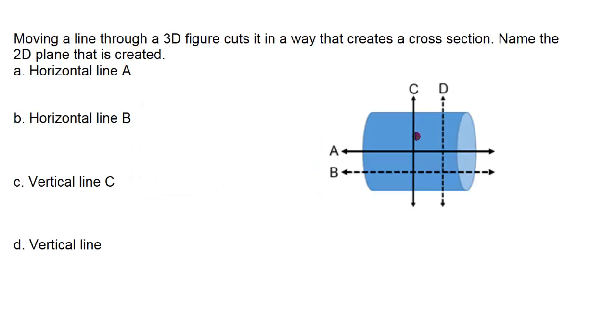Now in this question we have a cylinder, and we're making a bunch of cuts on it, and we want to figure out what two-dimensional plane is exposed, so we're looking at cross sections. It's a little different than the previous questions. So let's start with A, and we're going to look at horizontal line A. That's going to be this one right here.